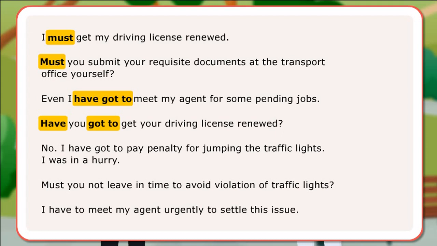Have you got to get your driving license renewed? No, I have got to pay penalty for jumping the traffic lights. I was in a hurry. Must you not leave in time to avoid violation of traffic lights? I have to meet my agent urgently to settle this issue.